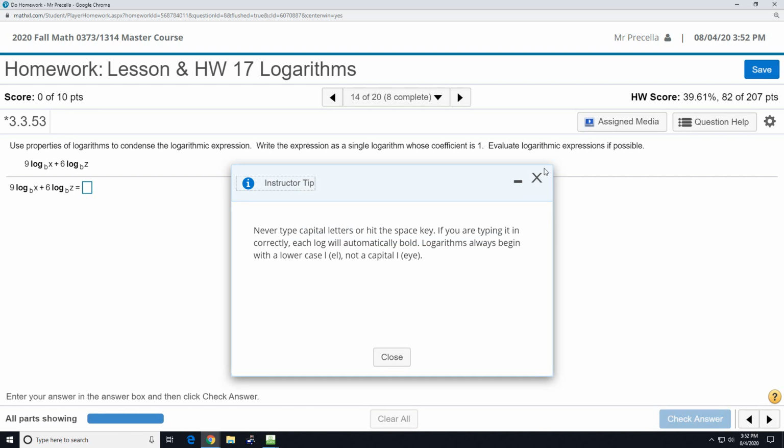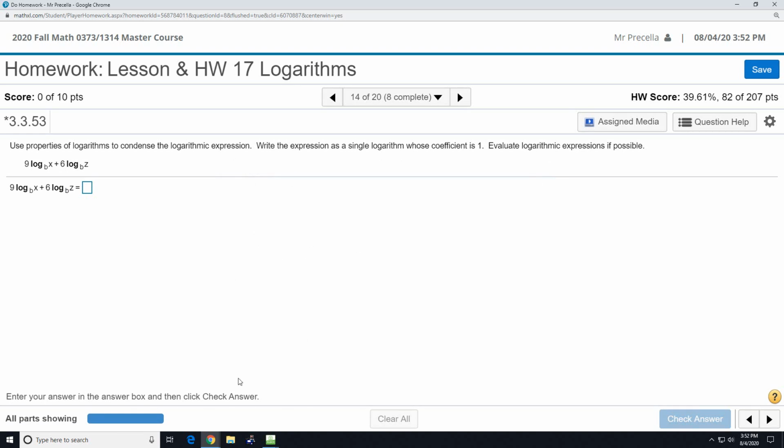Here's another one. Let me write it down. It's 9 log base b of x plus 6 log base b of z.